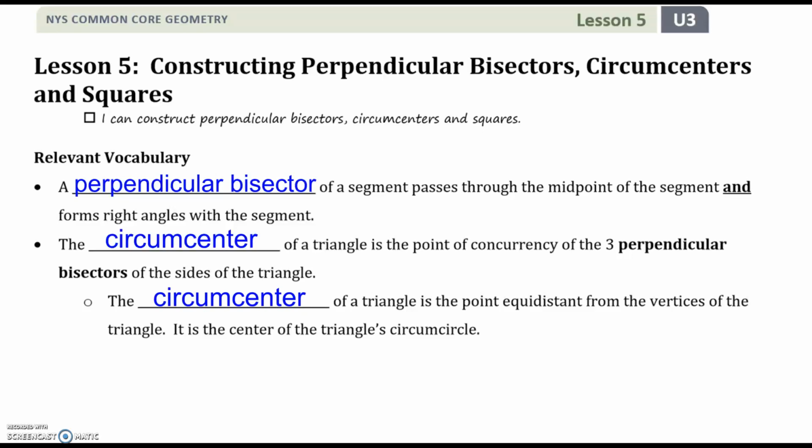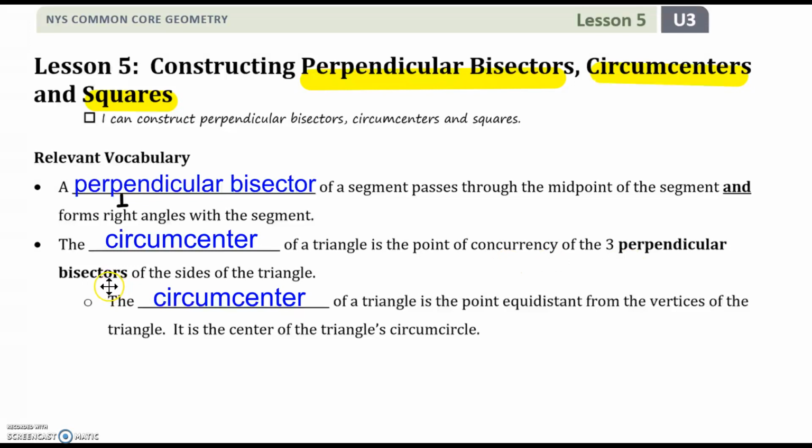We are going to be talking about how to construct perpendicular bisectors and then something called a circumcenter, as well as some squares. So, as a reminder from Unit 1, a perpendicular bisector passes through the midpoint of a segment and forms right angles. It's both perpendicular and a bisector, which are two separate concepts. The circumcenter is the point of concurrency of the perpendicular bisectors.